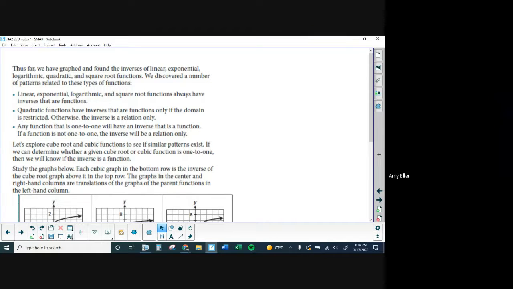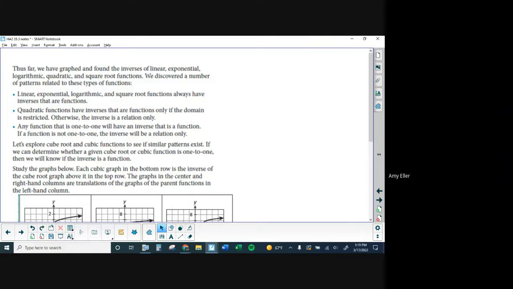The third one: any function that is 1-to-1, remember it passes a vertical and horizontal line test, will have an inverse that is a function. If a function is not 1-to-1, the inverse will not be a function. It will be a relation only. It says, then let's explore some cube root and cubic functions to see if similar patterns exist. If we can determine whether a given cube or cube root function is 1-to-1, we will know if the inverse is a function. Study the graphs below.